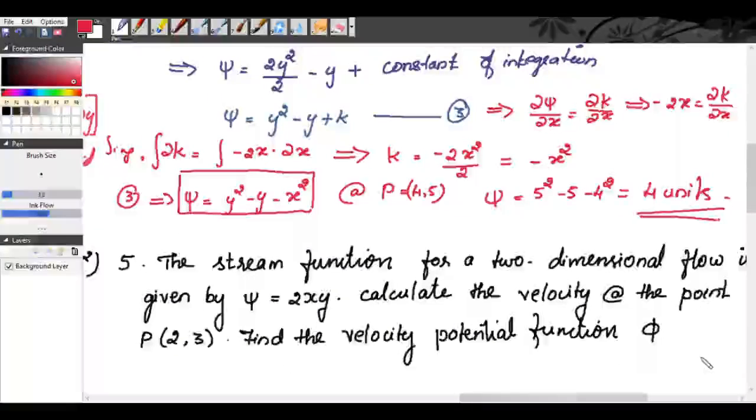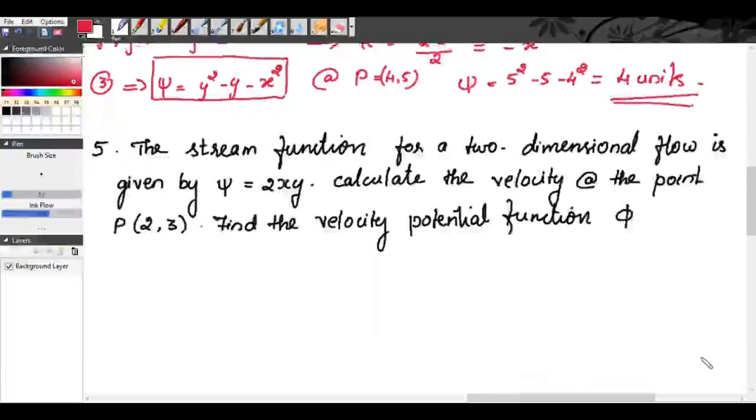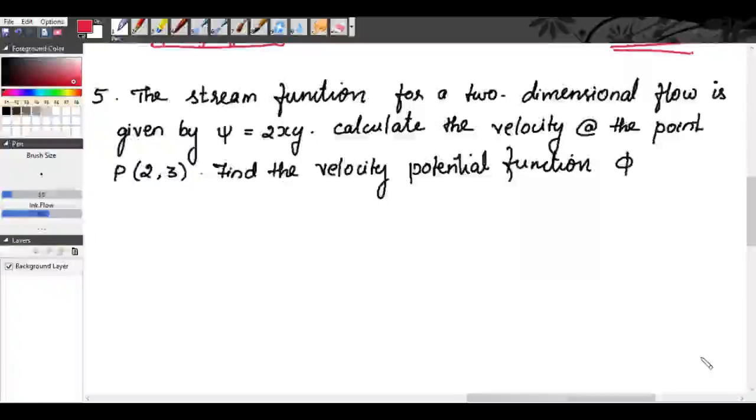Okay, we will move on to the next problem. Our fifth problem is: the stream function for a two-dimensional flow is given by psi equal to 2xy. Calculate the velocity at the point P of (2, 3). Find the velocity potential pi. You can solve this as usual. I will give you just the answer. You can take this for practice.